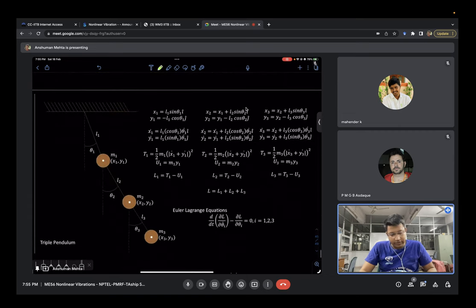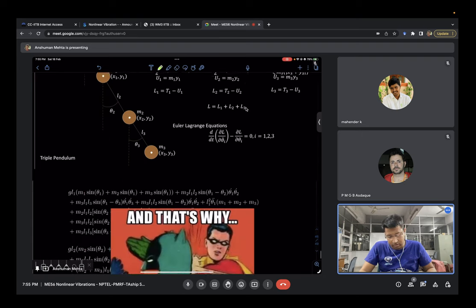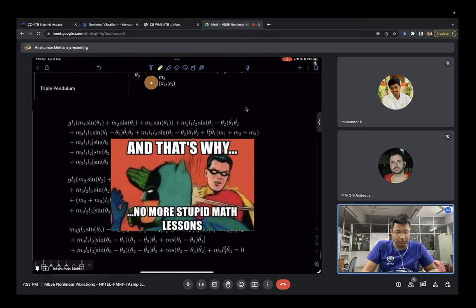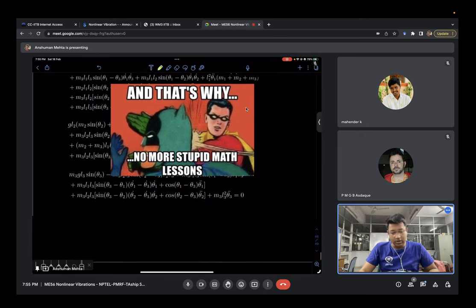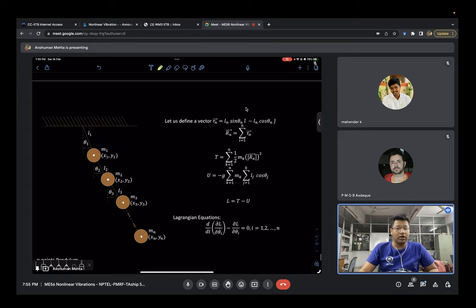Now what happens if we take 3? So you can see there is a lot of maths now. Hence Robin is slapping Batman, that's why no more stupid math lesson. So it will be very complex. If we go at this, it is very much a problem in our head also. So hence we are using the summation signs.